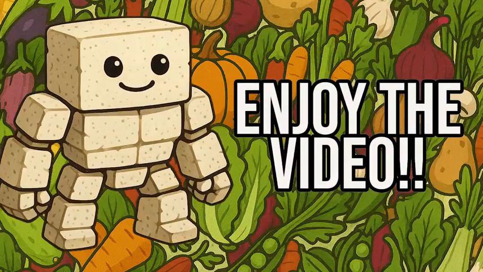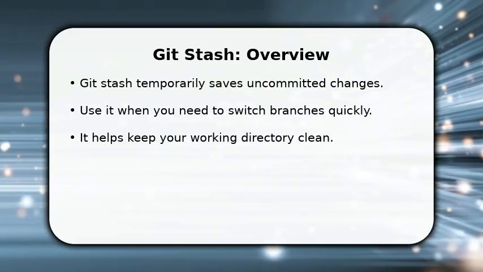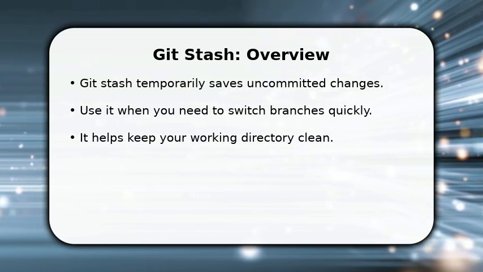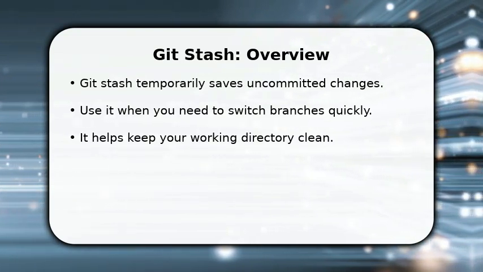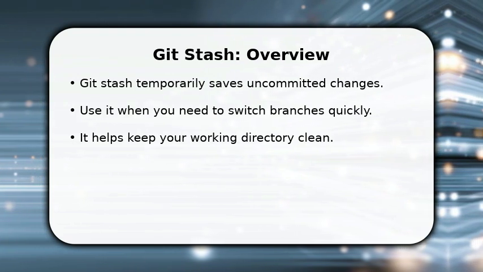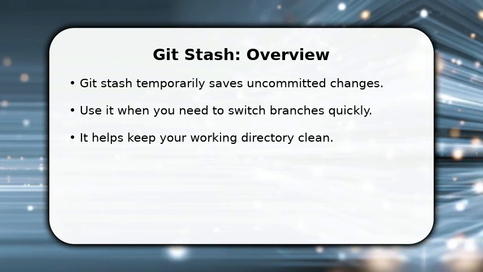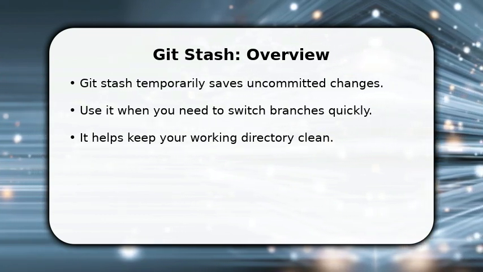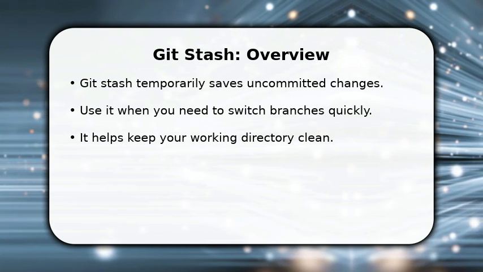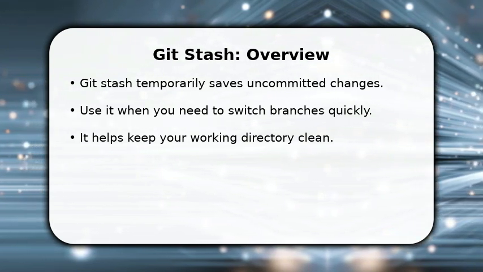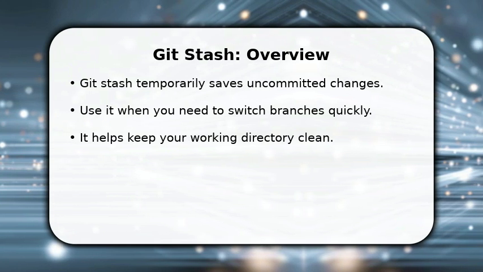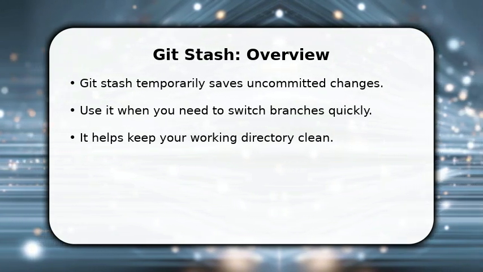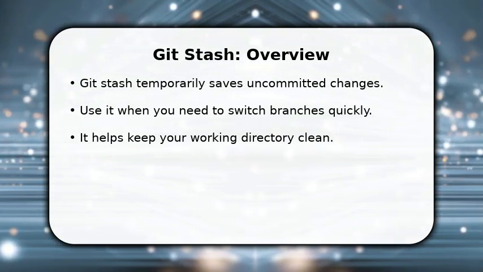Please enjoy the video. In this video, I will explain how to use the stash command in Git. The git stash command is a powerful tool for developers. It allows you to temporarily save changes that are not ready to be committed, letting you switch contexts without losing your work. This is incredibly useful when an urgent task arises, and you need to quickly clean your working directory.